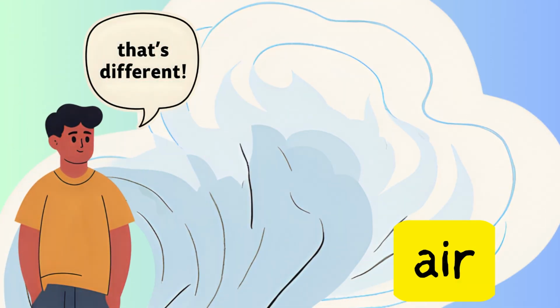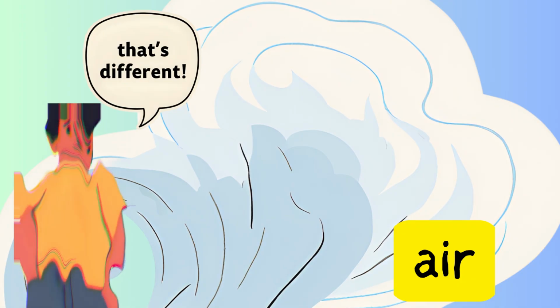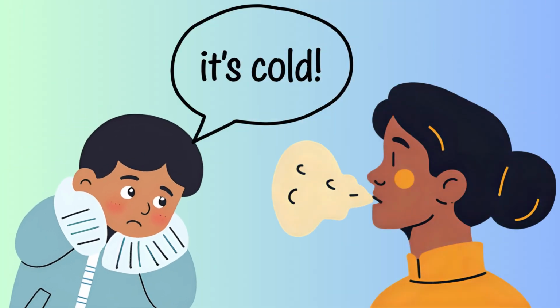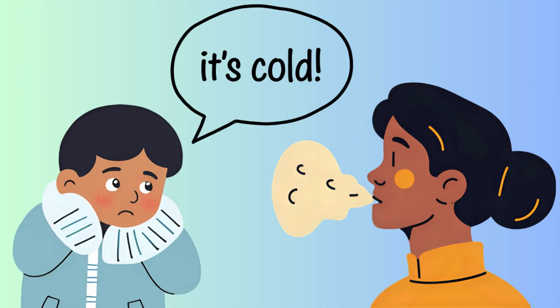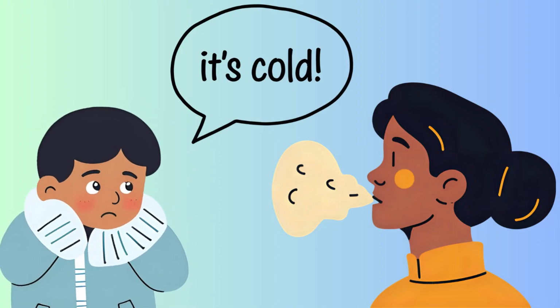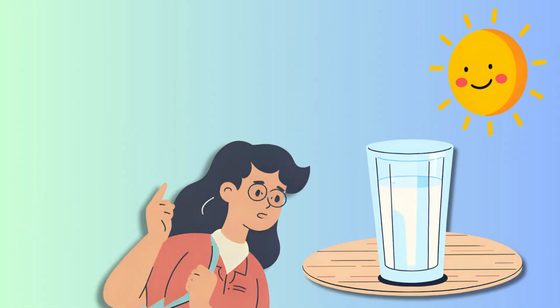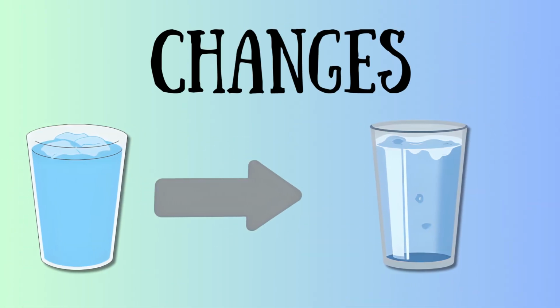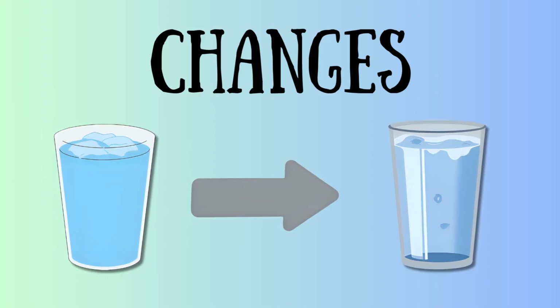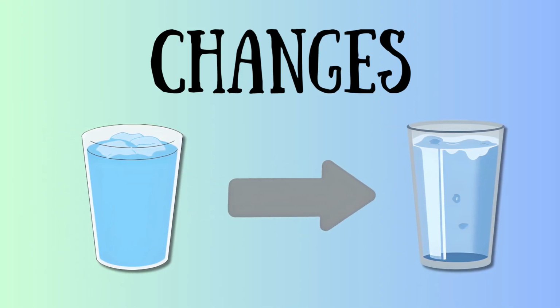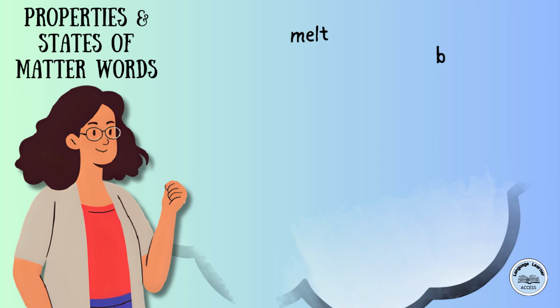When you move to a new country, everything can feel different, even the air. If you come from a hot country, you might be surprised when you see your breath on a cold morning. And if you come from a cold country, you might notice the ice in your drink melts very fast on a hot day. These changes happen because things around us change states. And that's what we're going to study today.